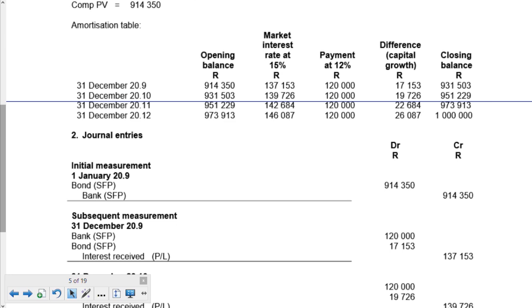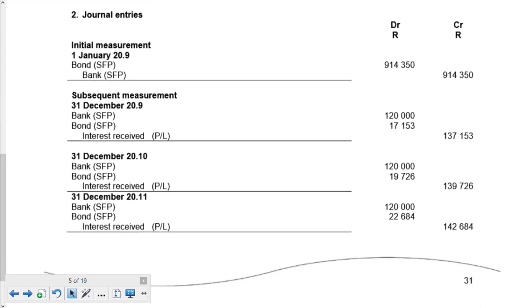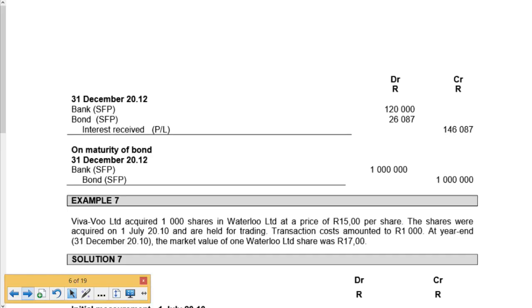That was what I wanted to do, end on R1,000,000. The interest will keep growing because my balance is growing each time. So interest in year 1, 137, interest in year 2, 139, interest in year 3, 142, interest in year 4, 146. The balancing figure going to the bond, isn't it?